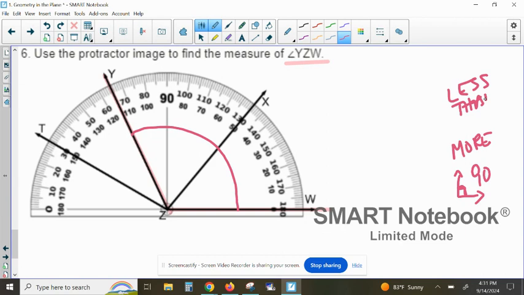So when we get our answer, let's make sure that whatever you get makes sense. It has to be less than 180. So it's going to be in between here and here.